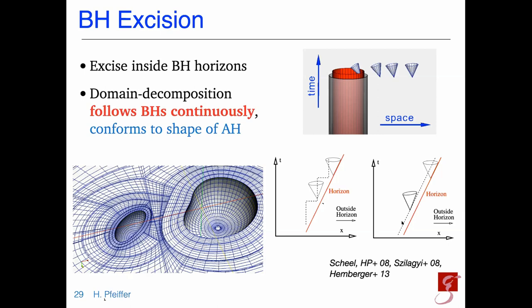So the concept is easy, the implementation is hard, because black hole horizons are nastily distorted near merger, and so you not only have to drag along the horizons as they orbit around, you also have to deform the grid and your inner boundary to adjust to the often quite interesting looking shapes of the horizon.